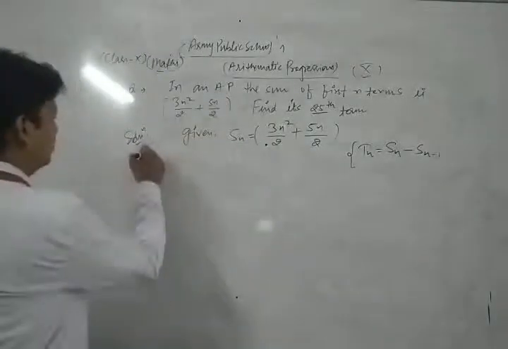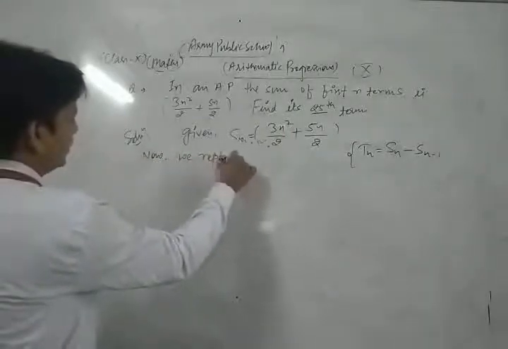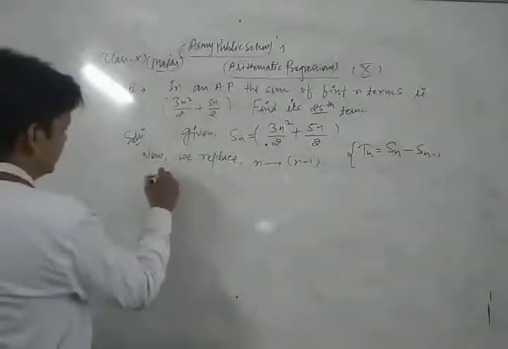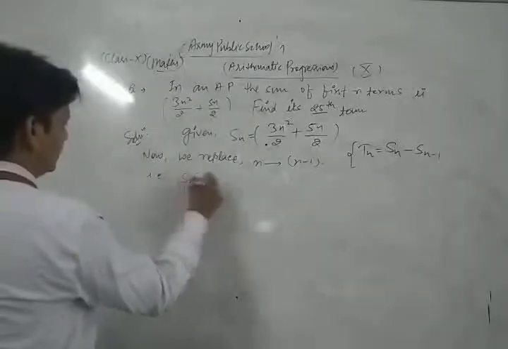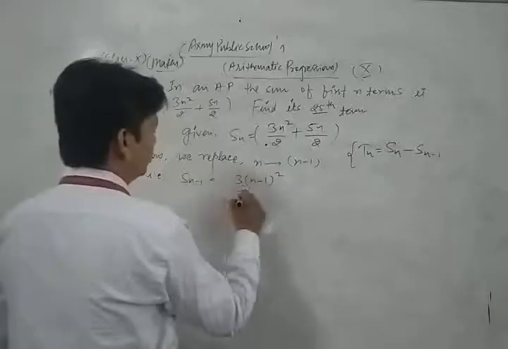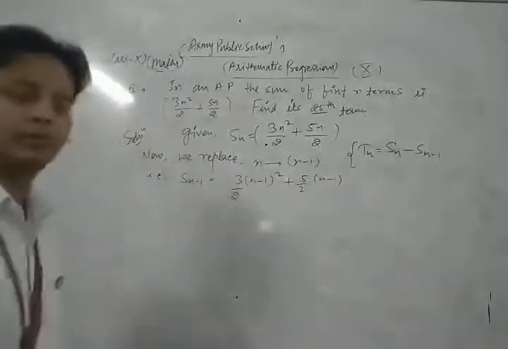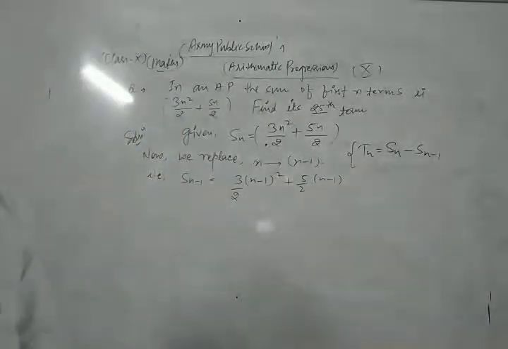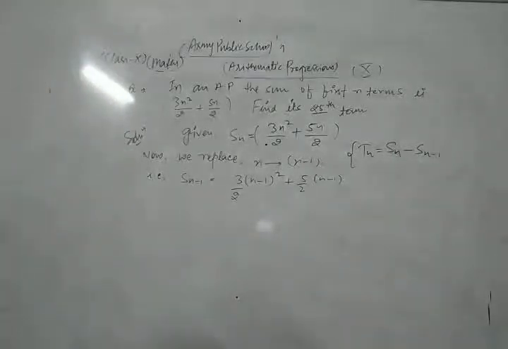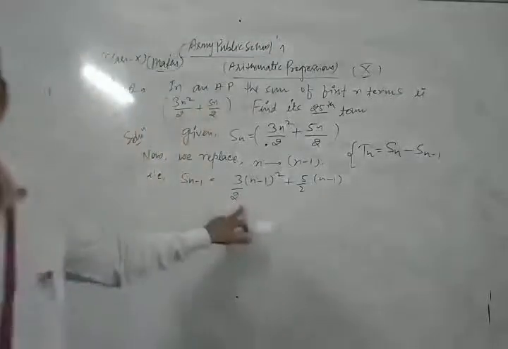Okay, now we replace n by n minus 1, that is, we get Sn minus 1 is equal to 3 into (n minus 1) whole square upon 2 plus 5 by 2 into (n minus 1). We just write it in this way. So this is the value of Sn minus 1.